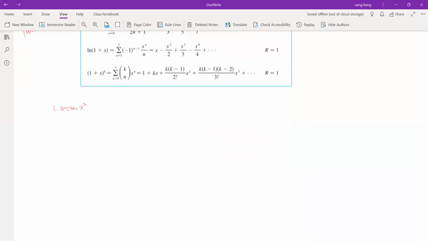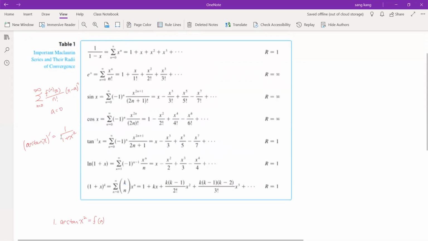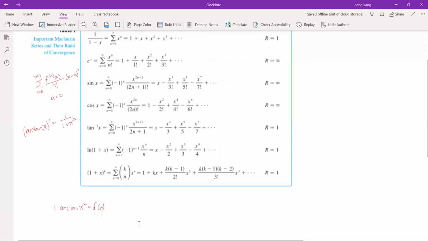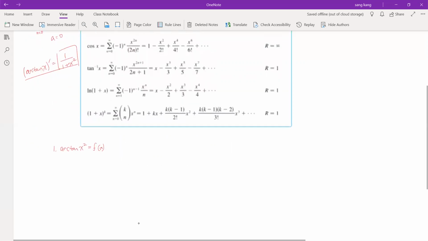arctangent of x squared. So this is f of x. And we haven't derived arctangent x yet. So this is where we're going to start with arctangent x and get the definition for arctangent x squared. As I've suggested here, we're going to start with our geometric series, 1 over 1 minus x. This equals 1 plus x plus x squared plus x cubed plus dot dot dot.